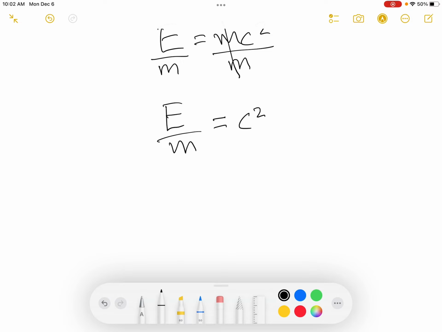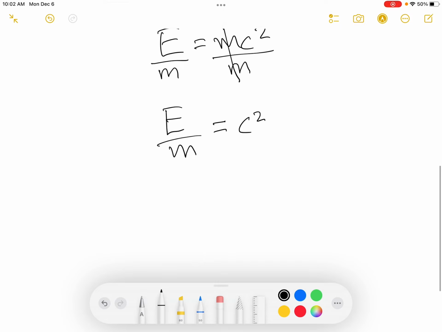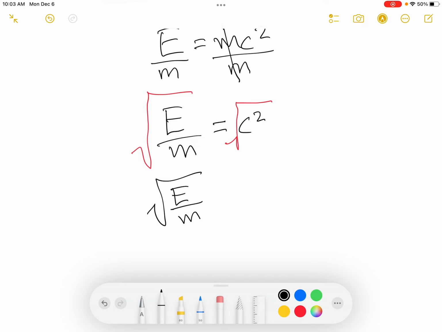If we take the square root of a number that is squared, we've effectively canceled that out. So let's take the square root of that side there, and we have to do the same thing to the other side. And what we end up with is the square root of e divided by m is equal to c, and so we've isolated that there.